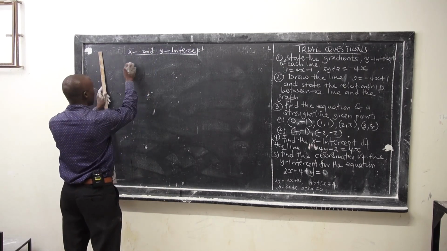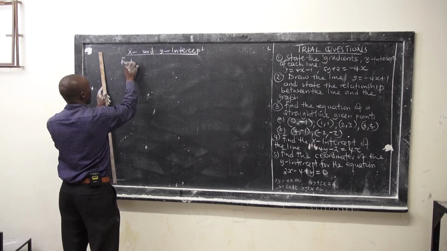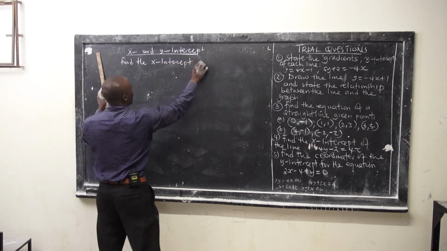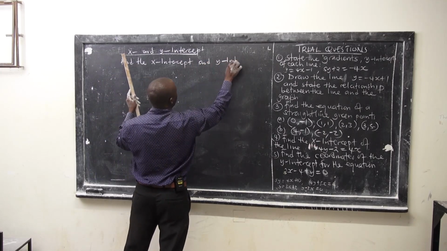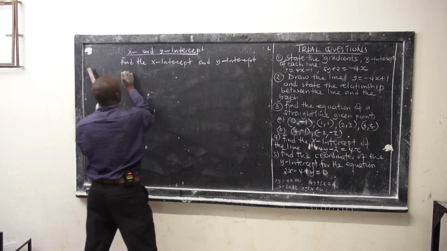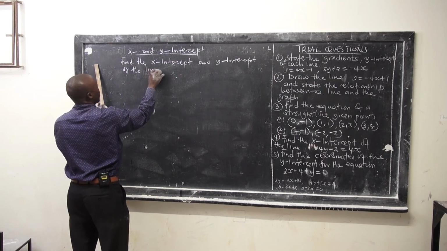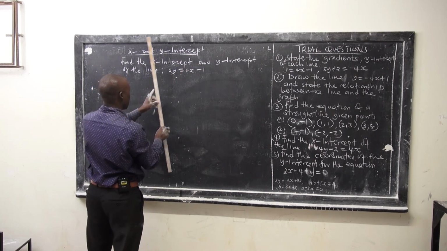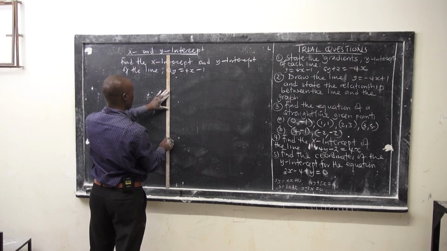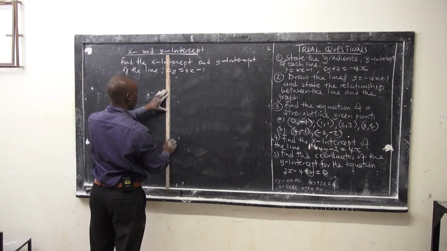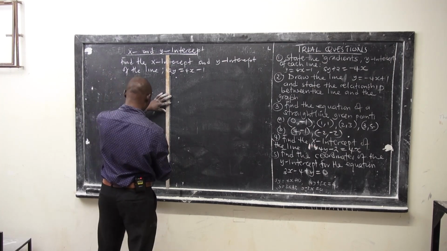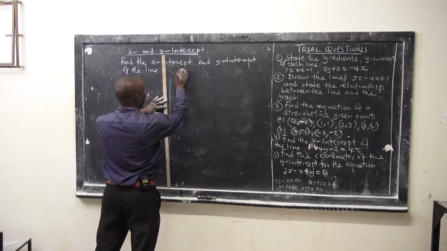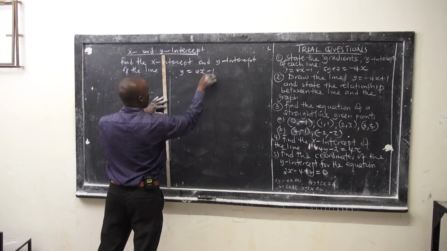So let's dive into something here. Let's look at this line: find the x-intercept and y-intercept of the line 2y is equal to 4x minus 1. Let me use another format here that might be easier to handle. So you are going to have y is equal to 4x minus 1.